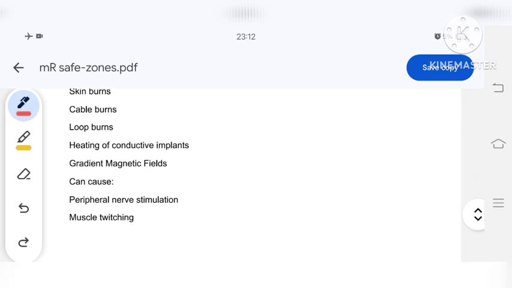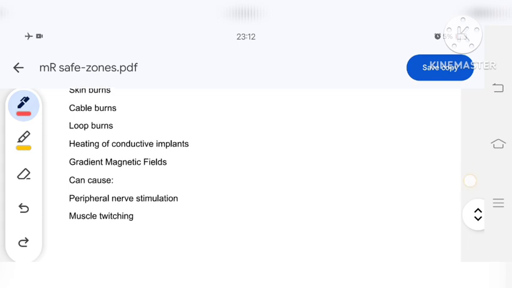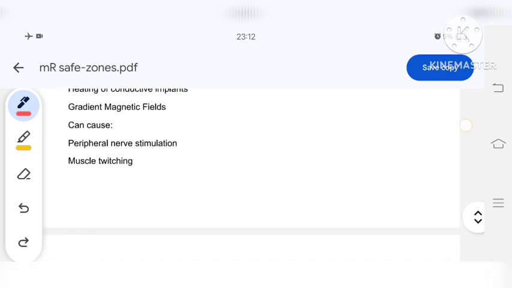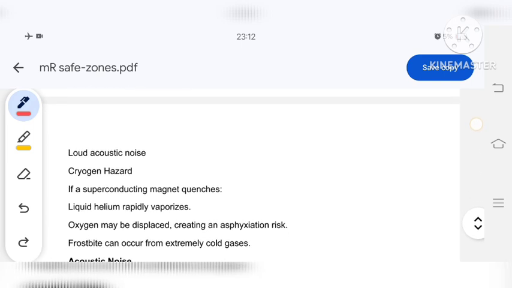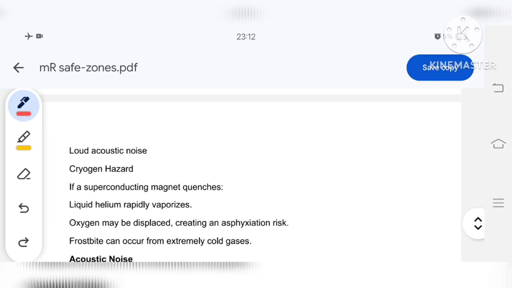Gradient magnetic field can cause peripheral nerve stimulation and muscle twitching. Loud acoustic noise.